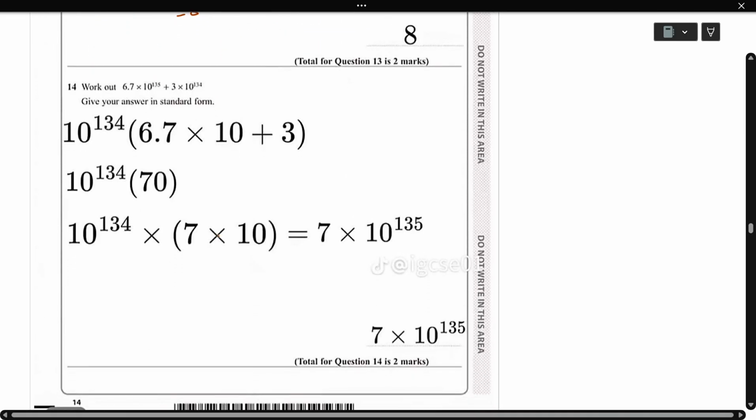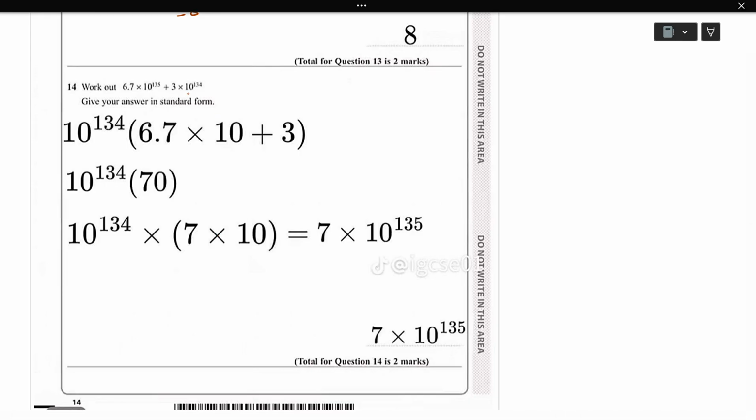The next question: work out 6.7 times 10 to the power 135 plus 3 times 10 to the power 134. So we'll take 10 to the power 134 out. The first one leaves only 10, so 6.7 times 10, and in the second part only 3 is left. So 6.7 times 10 is 67, plus 3, which is equal to 70. Next, 70 times 10 to the power 134.